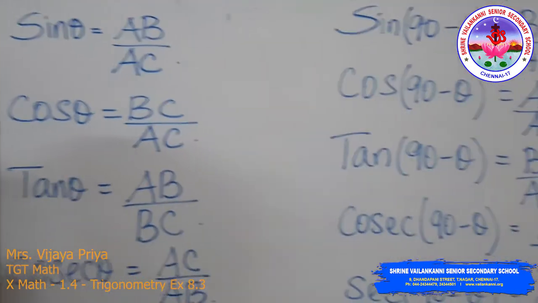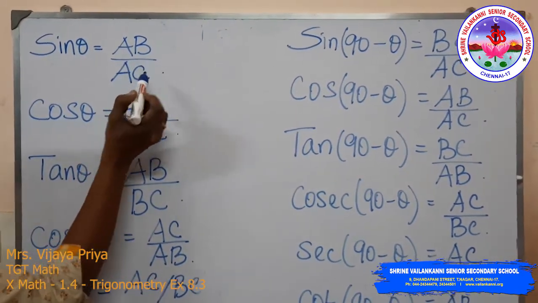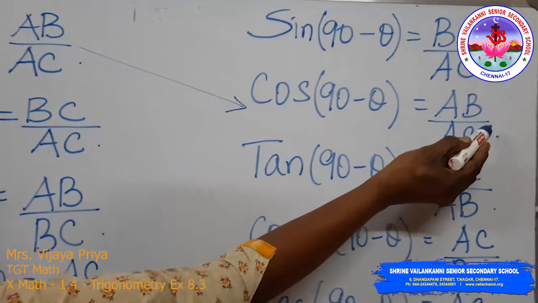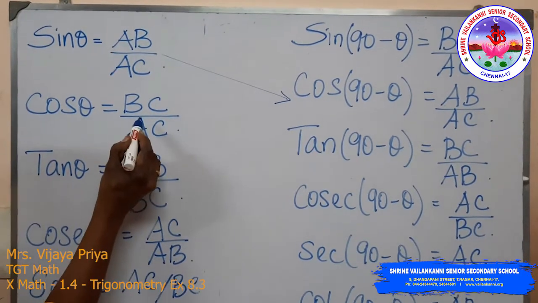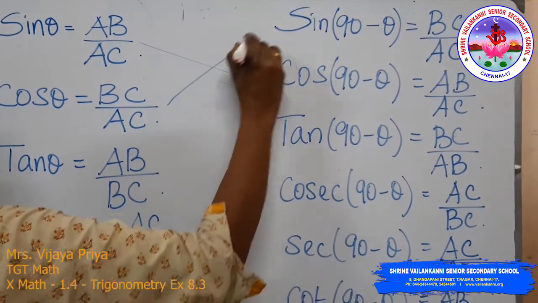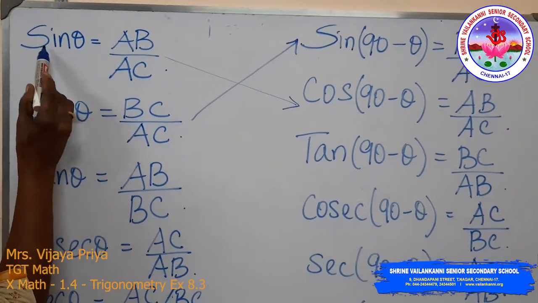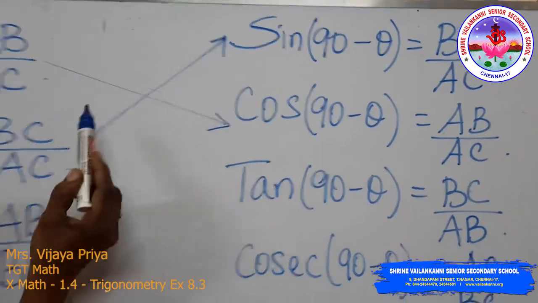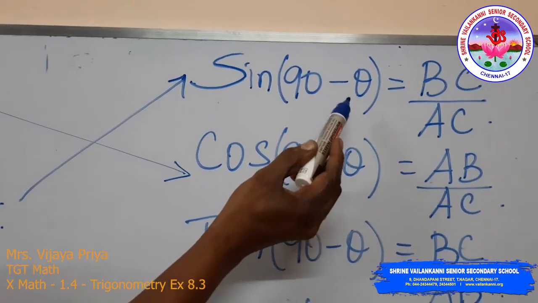Comparing these two sets of functions, we find that the sin theta ratio is equivalent to the cos of 90 minus theta ratio, and the cos theta ratio is equivalent to the sin of 90 minus theta ratio. So it is clear that sin theta is equal to cos of 90 minus theta, and cos theta is equal to sin of 90 minus theta.